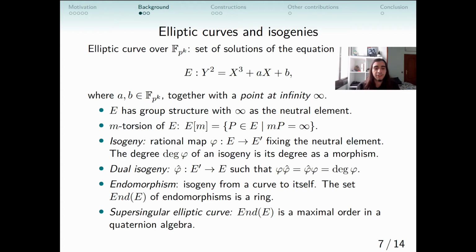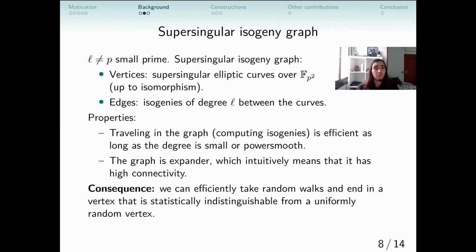So in the most common case, an endomorphism ring is an order in a quadratic imaginary field. In the other case, the endomorphism ring is a maximal order in a quaternion algebra, and in this case we say that the curve is supersingular. And this is the case that we will focus on, and mainly the most interesting case in isogeny-based cryptography. And one of the reasons is that it has a very interesting isogeny graph.